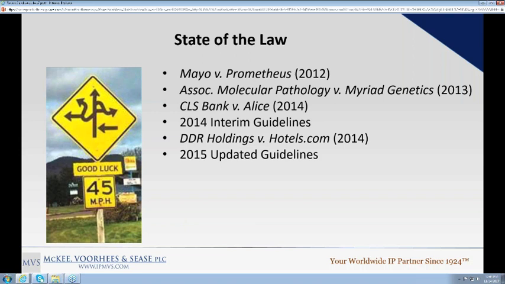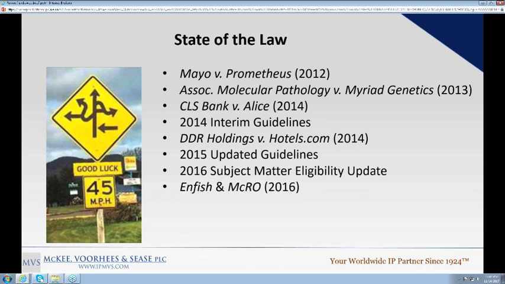In 2015, there were updated guidelines walking through some of the cases, with more examples, and criticism of the prior examples that the USPTO had provided. There was another update again in 2016. And then we had Enfish and McRO, both of which gave us some light at the end of the tunnel and a little bit of hope. And then there have been various USPTO memorandums regarding a lot of these different cases.